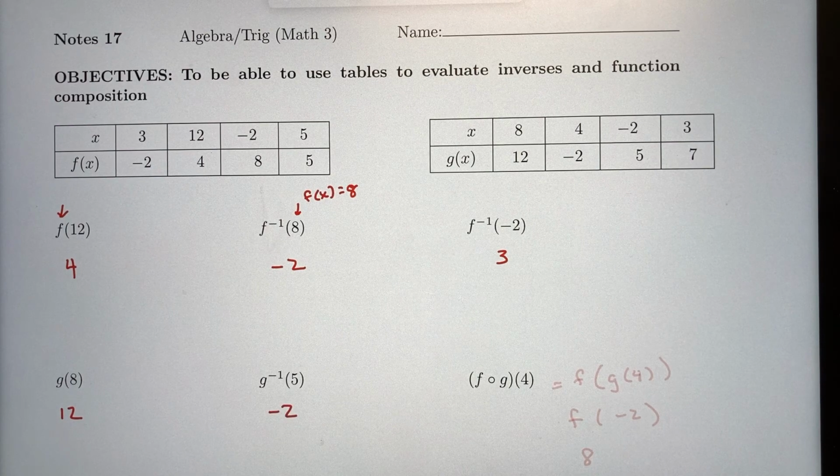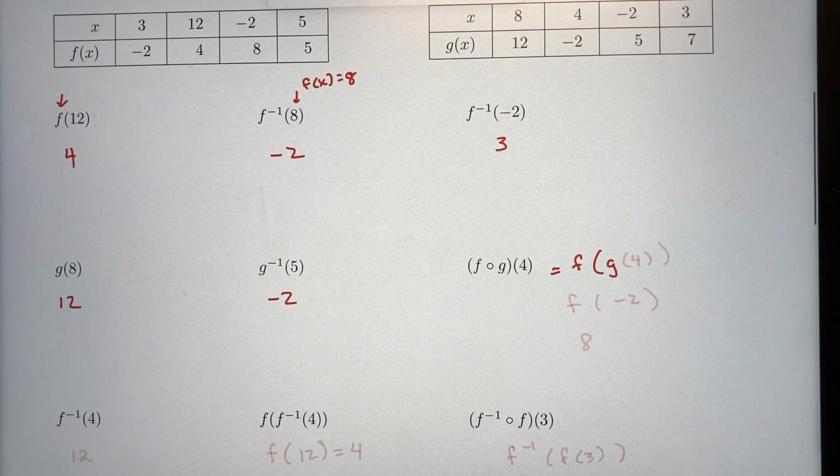So, I suggest you keep writing it like this. Find g of 4 first. Oh, look, g of 4 is -2. Again, if you have numbers, you work from the inside out. F of -2, that's 8.